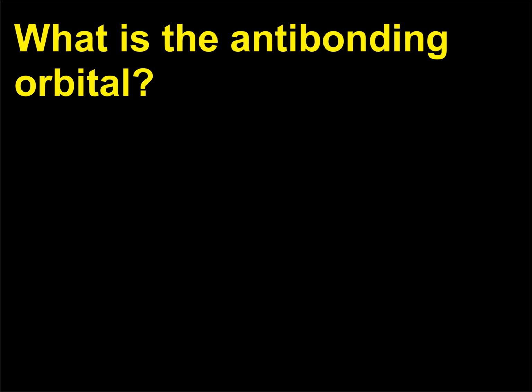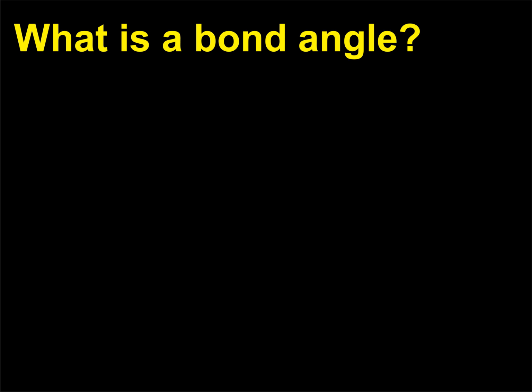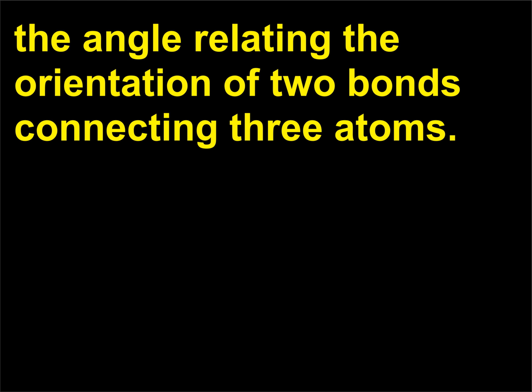What is the antibonding orbital? Orbitals in which the component atomic orbitals are out of phase, leading to repulsion or destabilization. What is a bond angle? The angle relating the orientation of two bonds connecting three atoms.